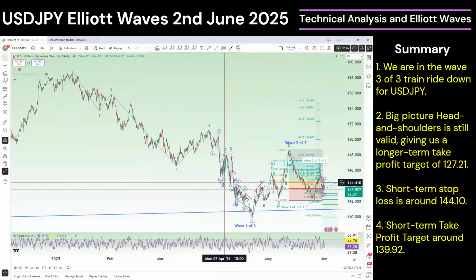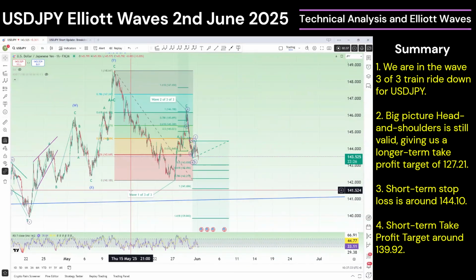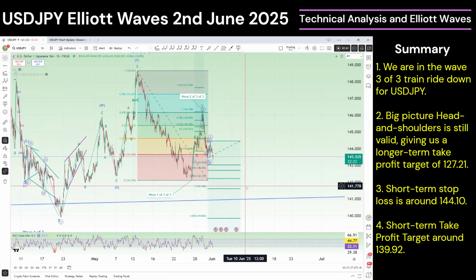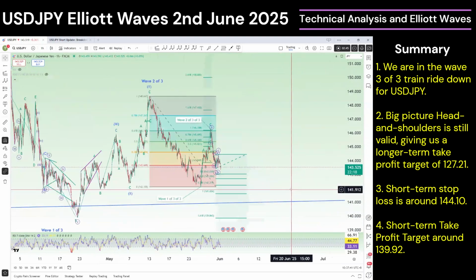Keep in mind this blue color one, because right now we are actually in this blue color degree, wave three of three, but this wave three of three is broken down into wave one, wave two, and then now we should be in a wave three of three of three.